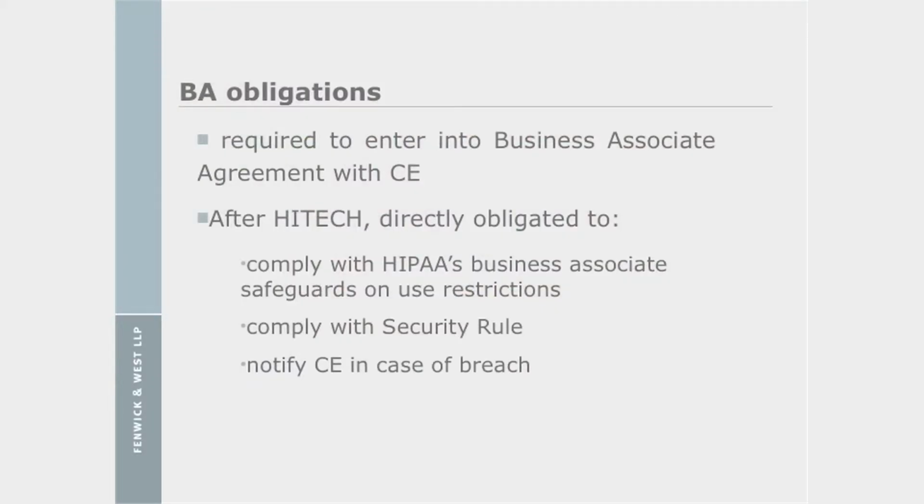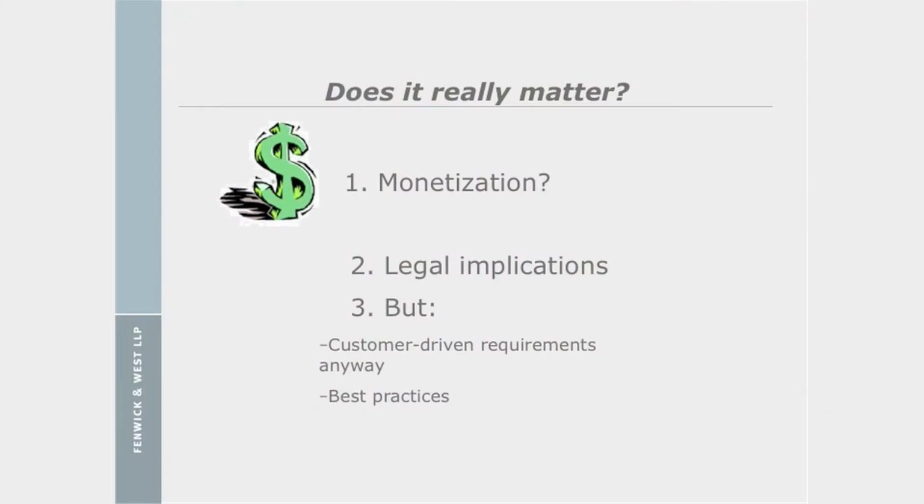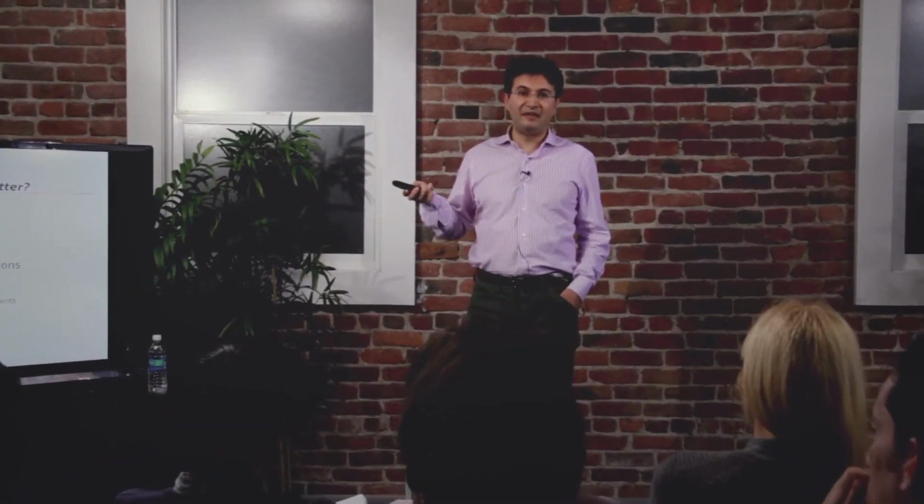And then after HITECH entered into force around 2 years ago, business associates are also obligated to comply with all of the different safeguards that we talked about earlier with respect to covered entities, including the security measures that we talked about, and including notifying the covered entity in case of a security breach. So does it really matter? This is kind of a provocation, but what are the implications for a provider of a digital health app that falls under HIPAA because the provider is deemed to be a business associate?